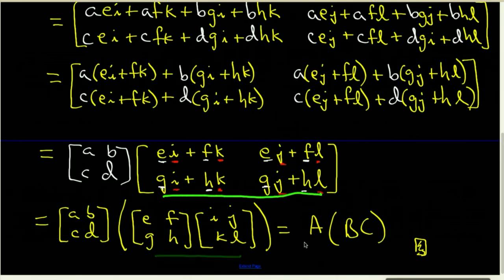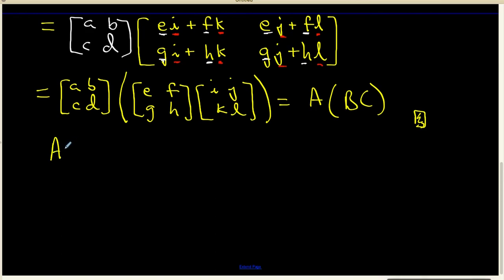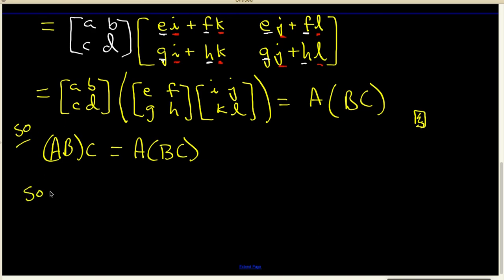And of course, the final step is to realize that this is matrix A, that's matrix B, and that's matrix C. And hence, we have indeed shown that AB times C is equal to A times parentheses BC. And what this means is that GL2 under its multiplication is associative.